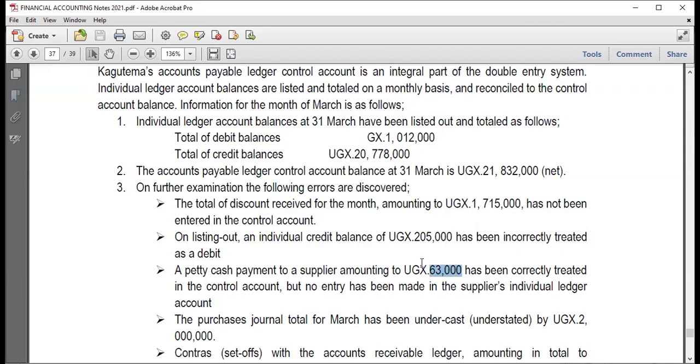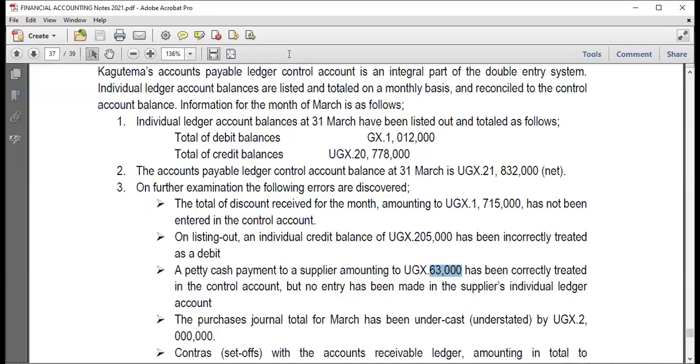And how do we enter this into our supplier ledger account? Remember, this is 63,000 that is being paid to a supplier. A payment to a supplier in our individual supplier ledger account should actually be what? Should be debited because we are paying the supplier. It means it's reducing the balance. It is reducing the amount of money that we should pay to the supplier, okay? So 63,000, which is a petty cash payment, should be debited.